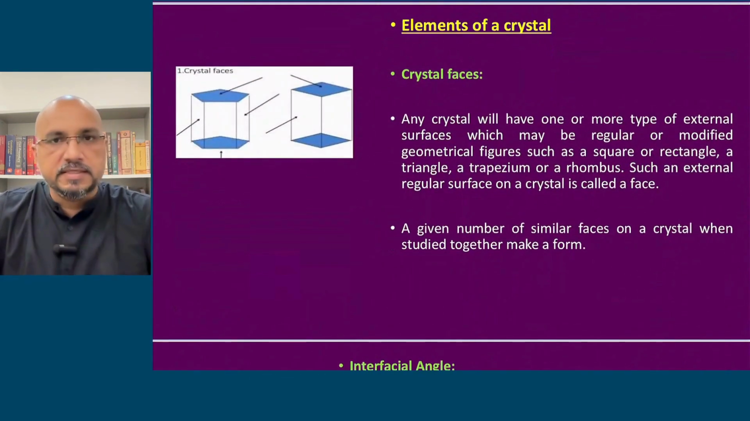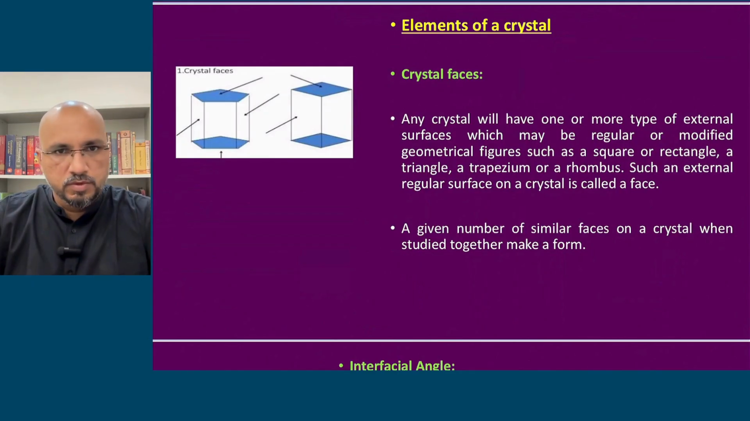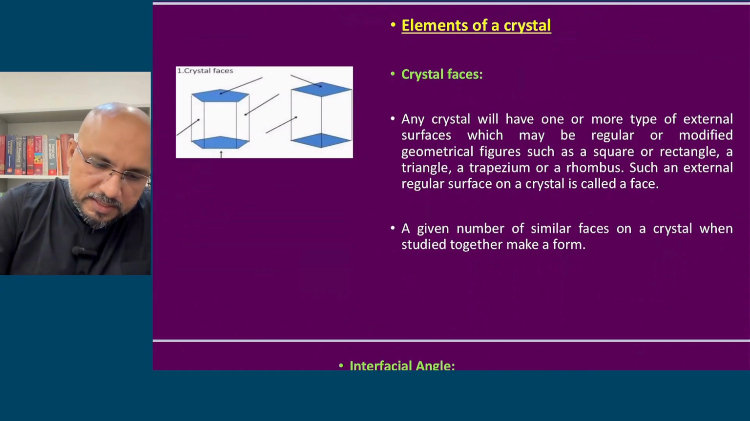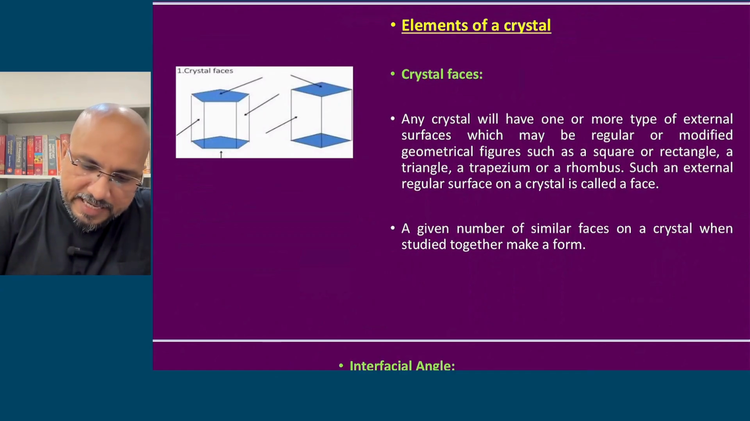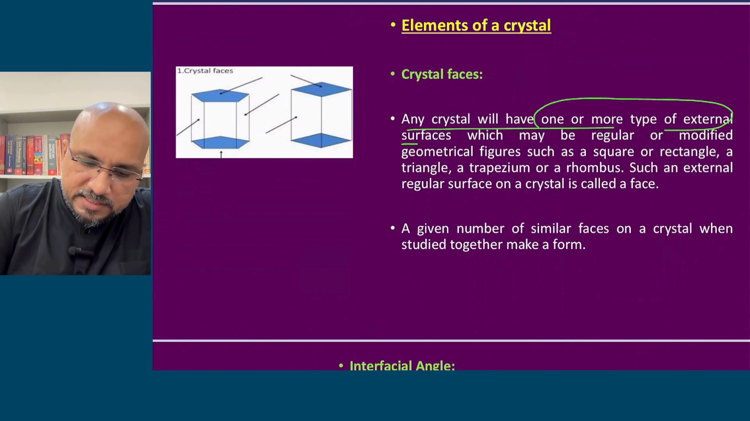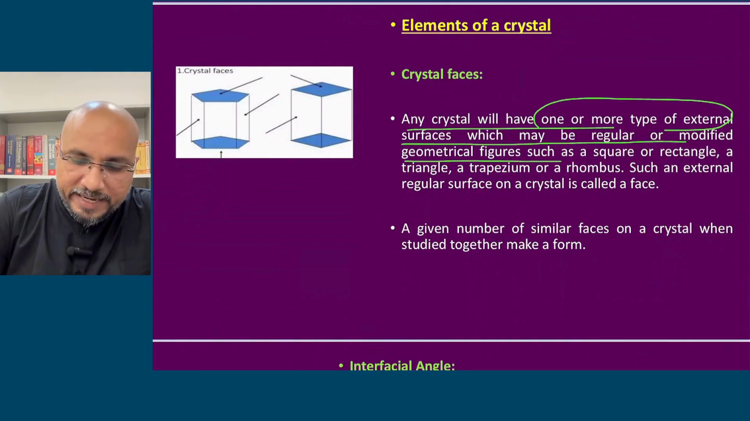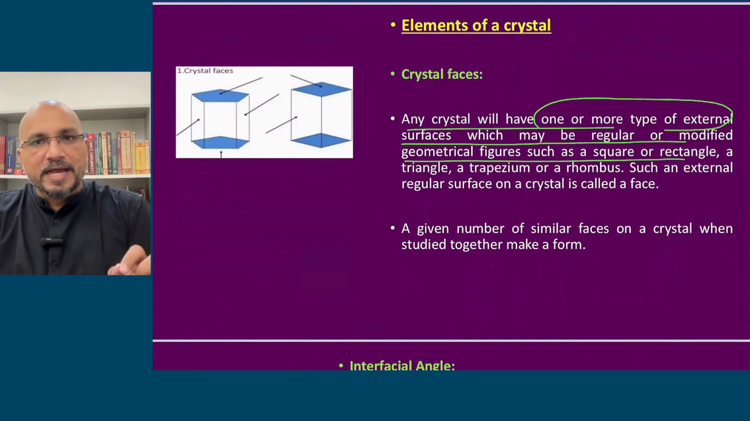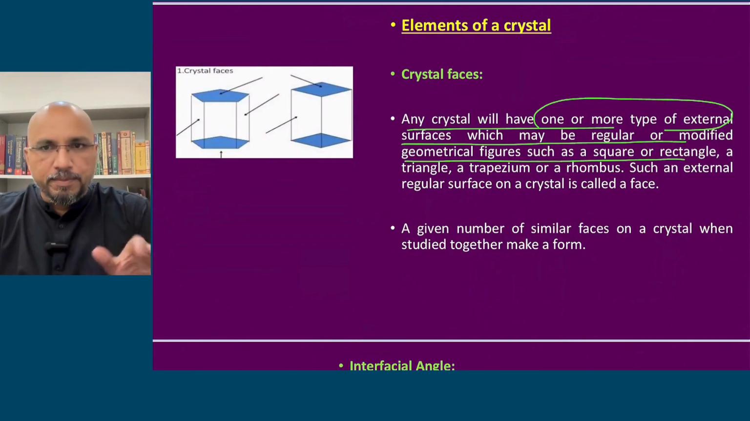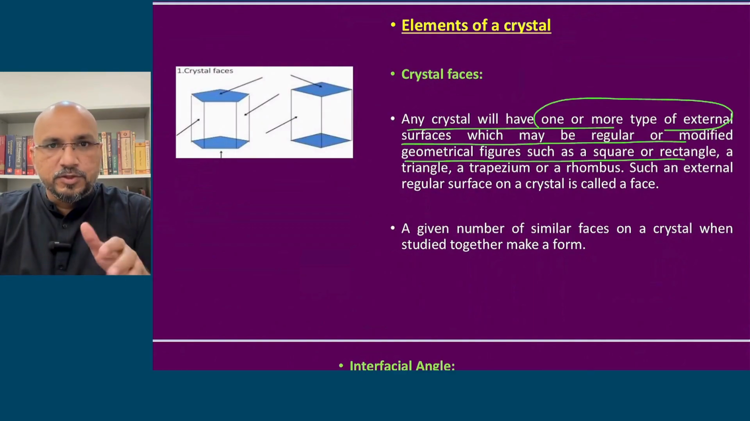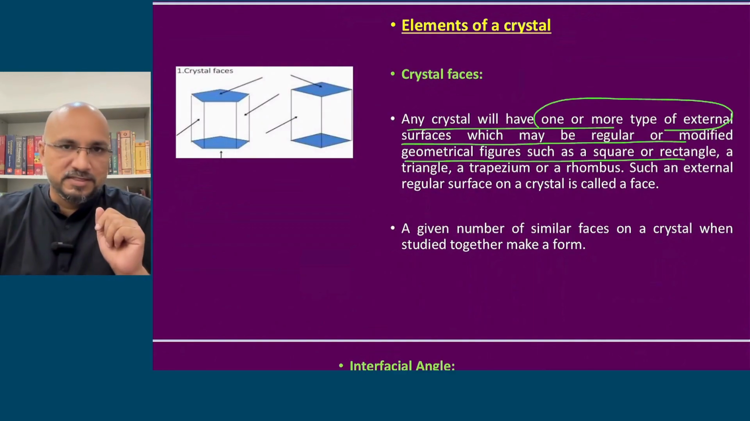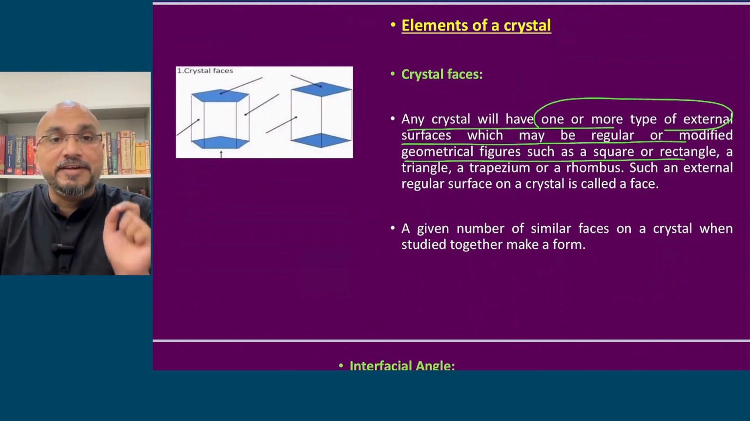Next we are looking into the elements of a crystal. The first element is the crystal face. Here you see any crystal will have one or more types of external surface that may be a regular or modified geometrical figure, such as a square or a rectangle or a polygon, right? These smooth geometrical surfaces are called faces.